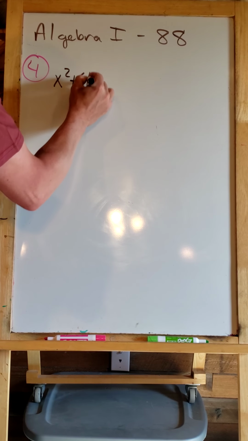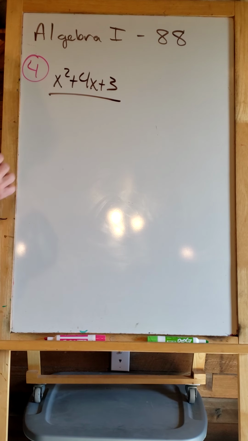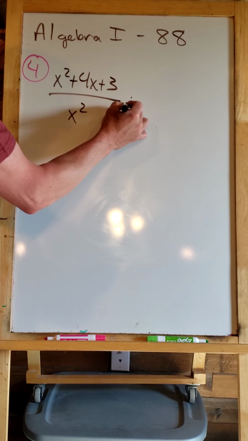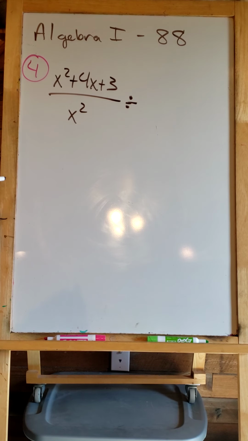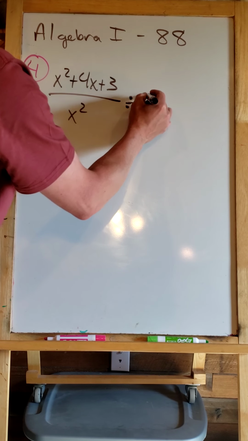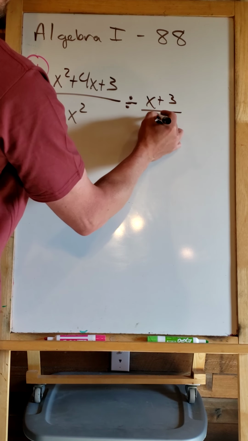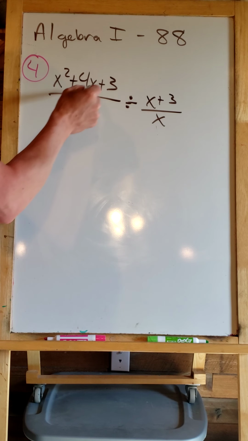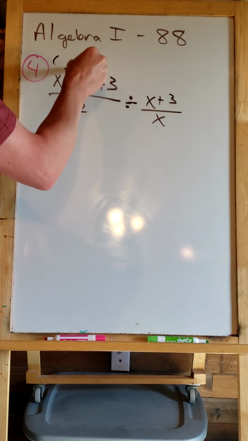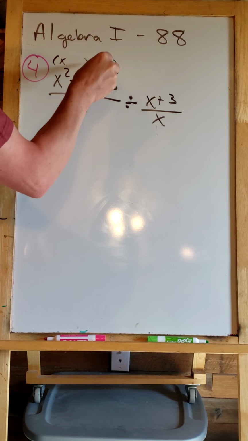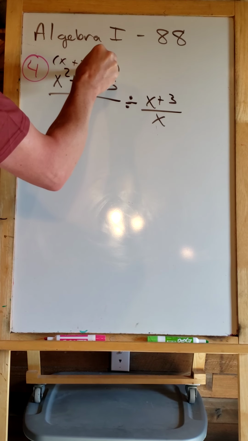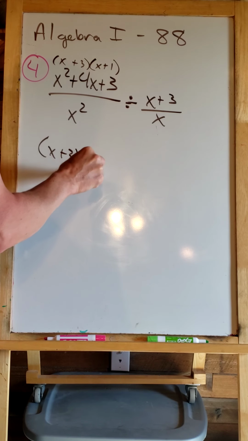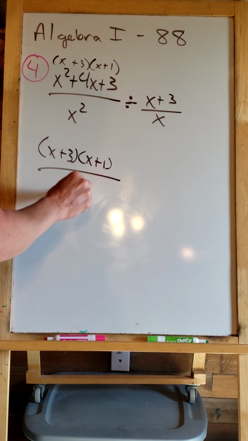x squared plus 4x plus 3 over x squared divided by x plus 3 over x. So let's go ahead and factor this. They're both positive. Factors of 3 are 1 and 3, so it's x plus 3, x plus 1. So x plus 3, x plus 1 over x squared.